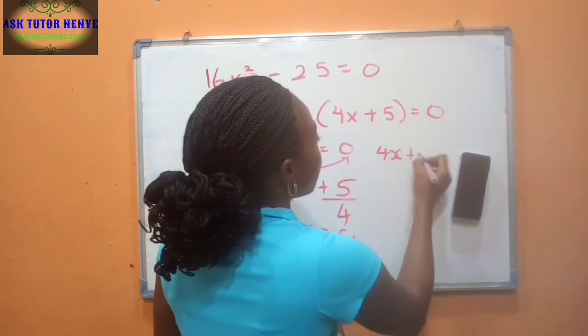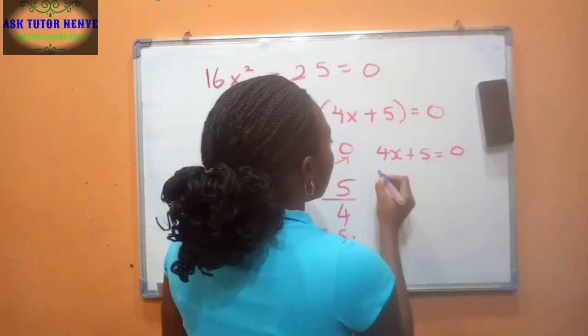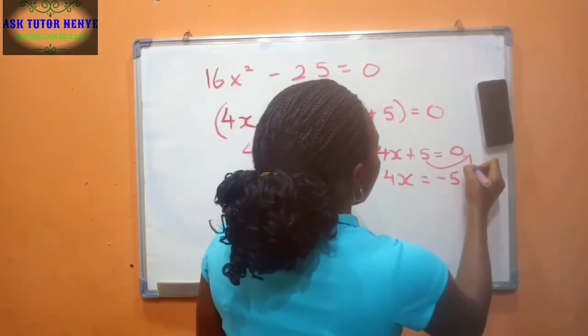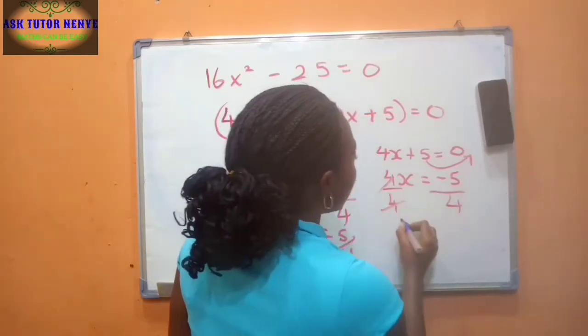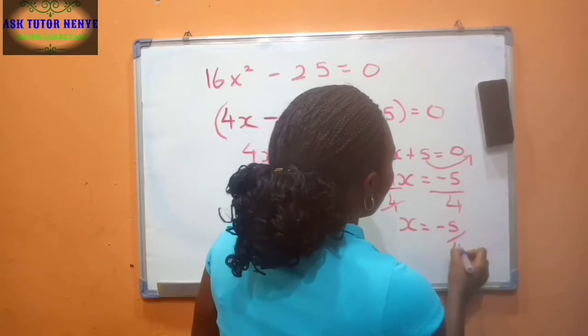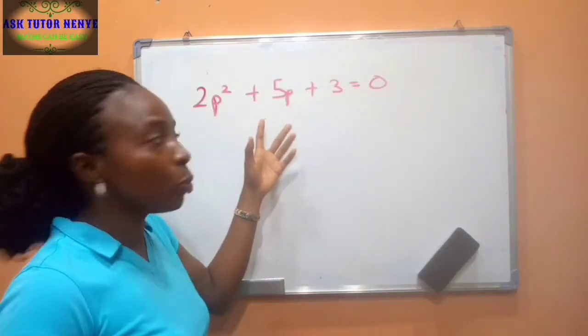Now let's take a look at this one. 4x plus 5 is equals to 0. 4x is equals to minus 5. Divide both sides by 4. We're going to have x is equals to minus 5 over 4. So what about something like this? In this place, we have a trinomial, okay?